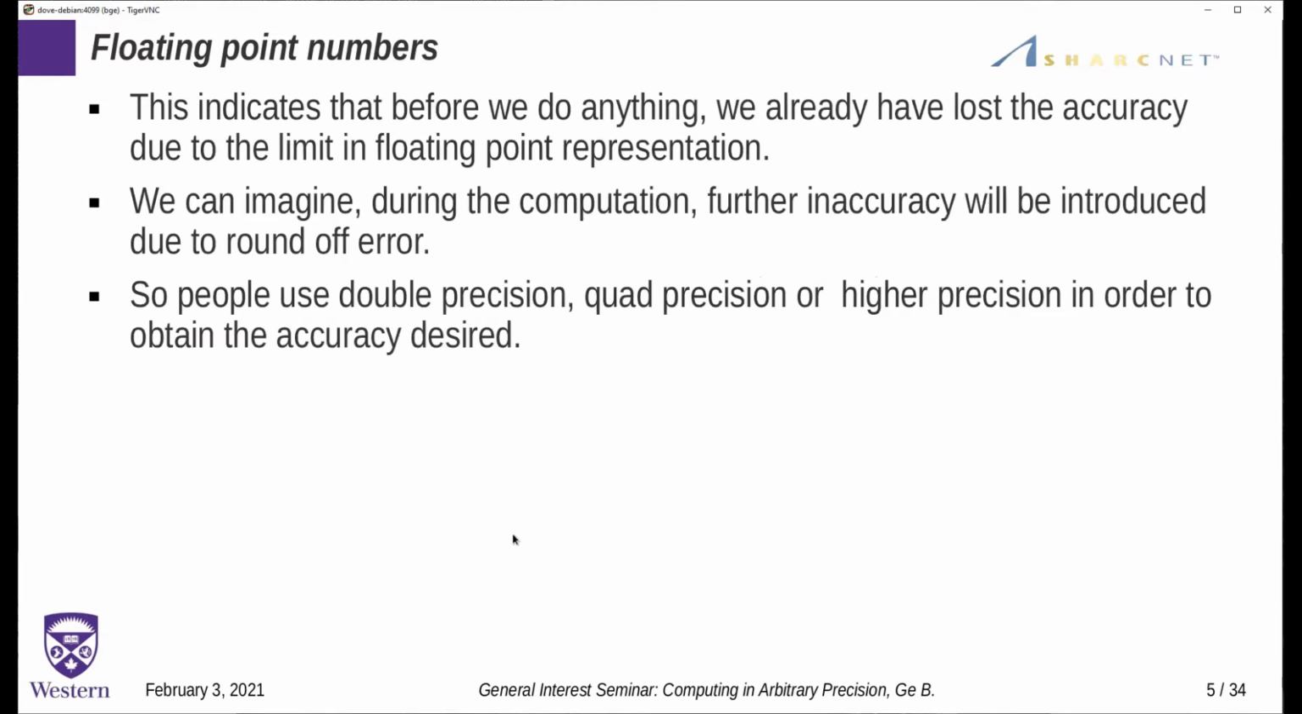What that means is, even before we do anything, we have already lost accuracy due to the limit in the floating point number representation. And we can imagine that during the computation, further inaccuracy will occur due to round-off error. So some people use double precision or quad precision, or even higher precision whenever allowed, in order to obtain the accuracy desired.